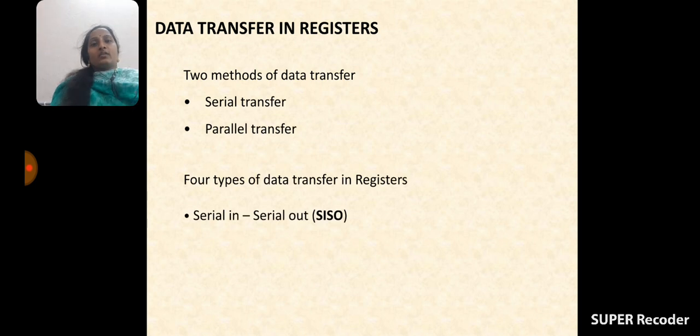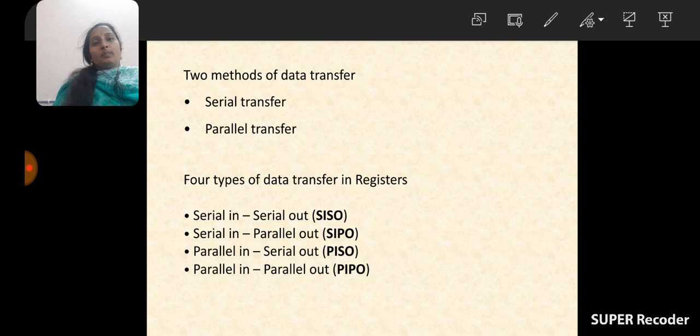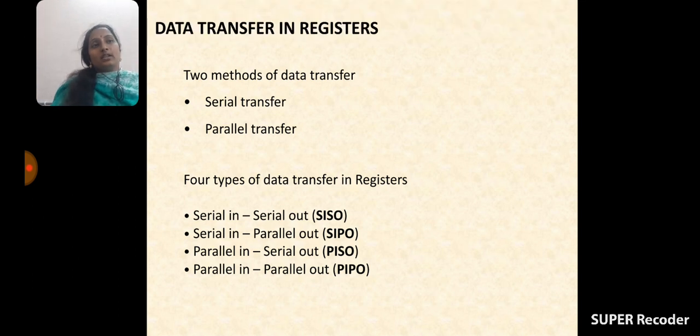Okay, see here. Depending upon the direction, registers are classified into two types: shift left register and shift right register. Depending upon the transfer of the data, registers are classified into two types: serial transfer as well as parallel transfer. Among serial transfer, two types are there: serial in, serial out and serial in, parallel out. And coming to the next one, again two types are there: parallel in, serial out and parallel in, parallel out.